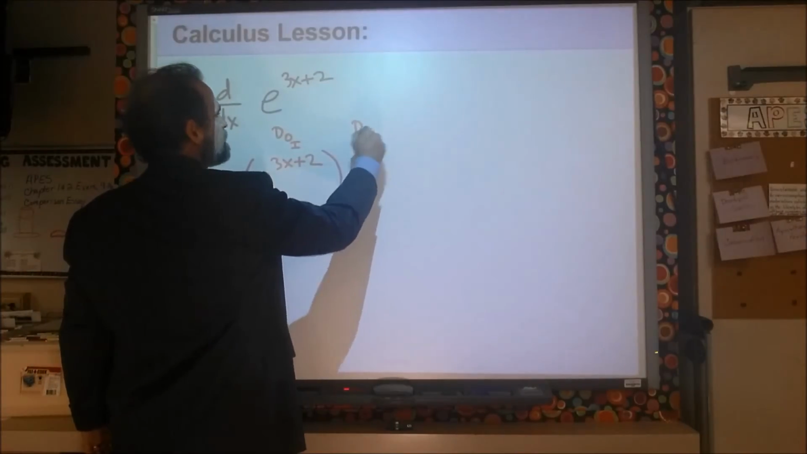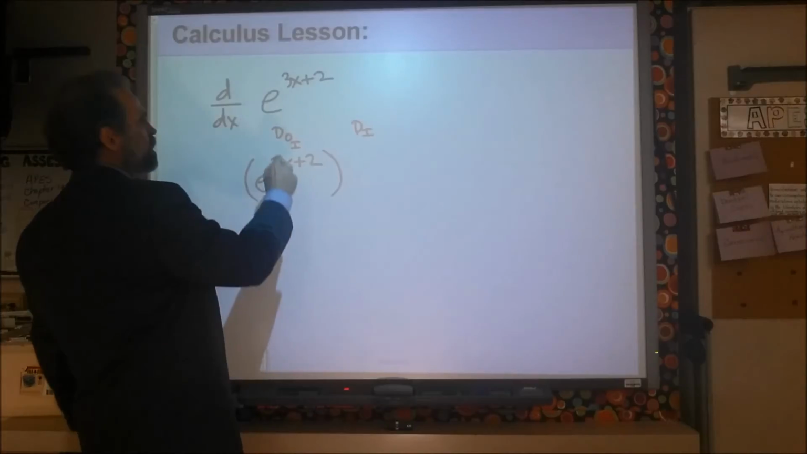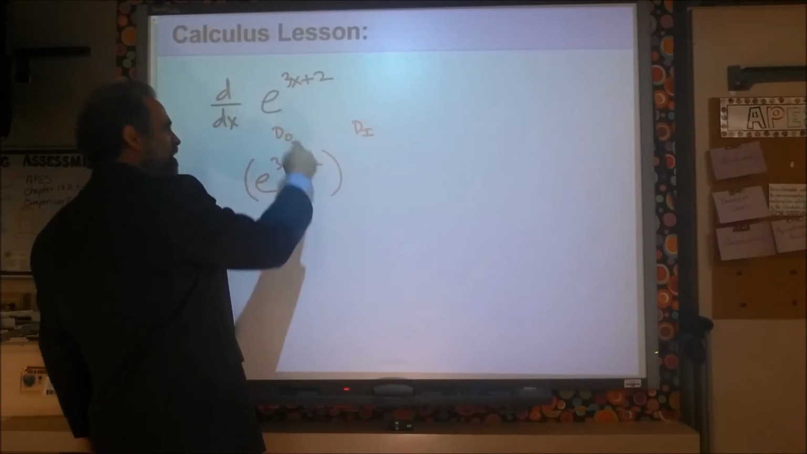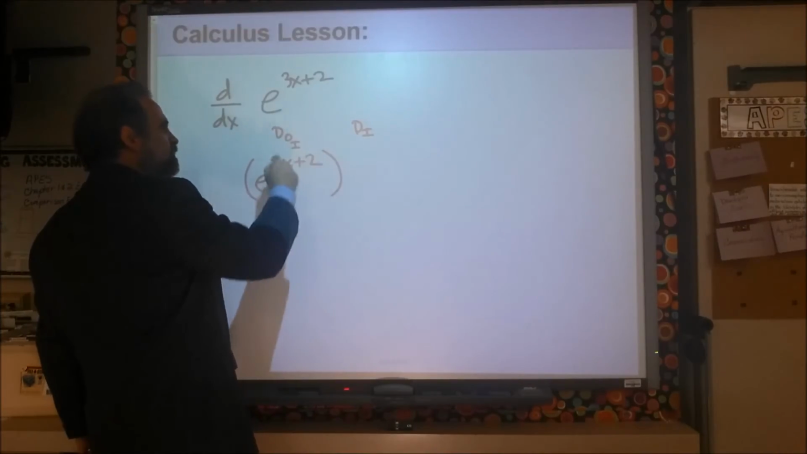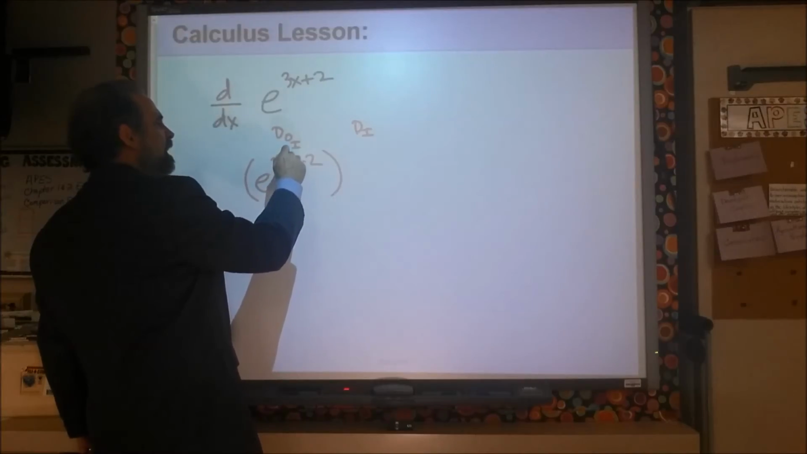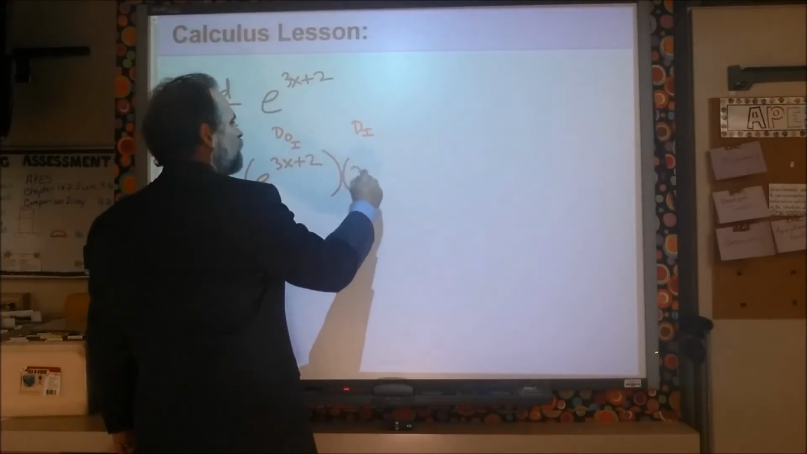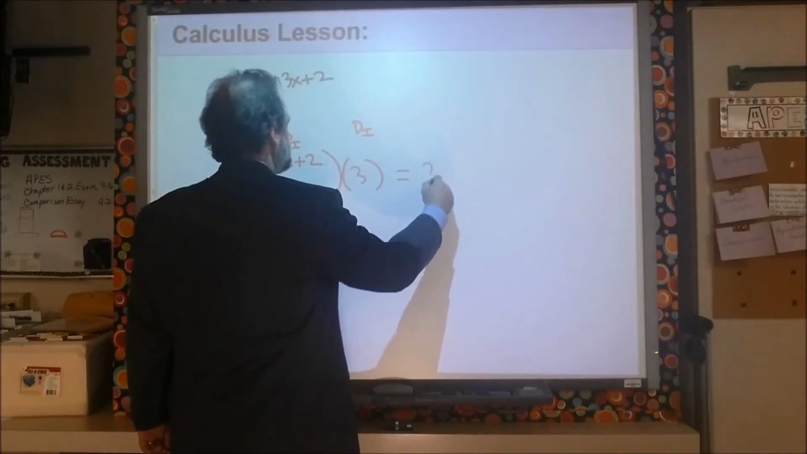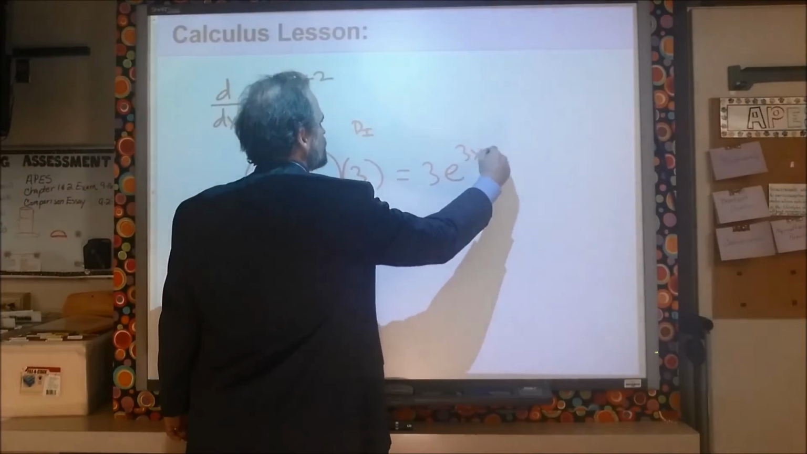Now the derivative of the inside is the derivative of that statement. The derivative of the inside is the derivative of 3x plus 2, which is 3x to the 0 plus 0, or 3. So the answer to this is 3e to the 3x plus 2.